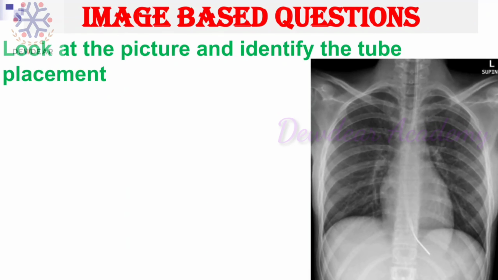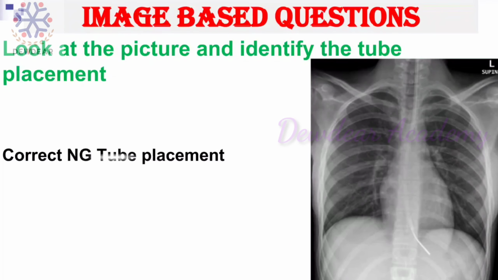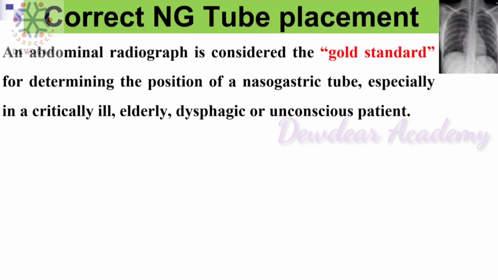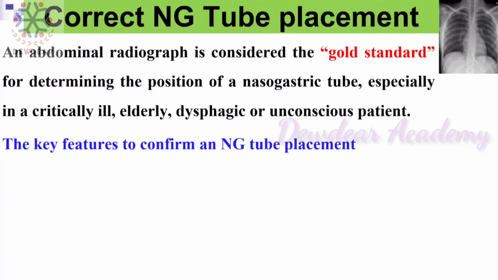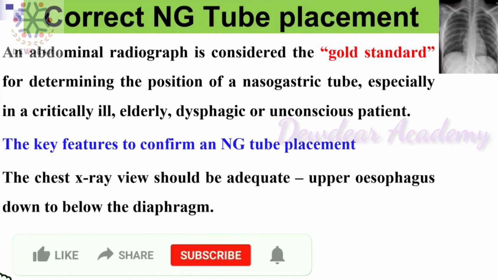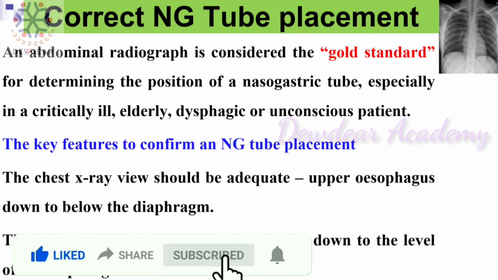So next question. Look at the picture and identify the tube placement. So what is the tube placement shown in this picture? Answer is correct NG tube placement, nasogastric tube placement. An abdominal radiograph is considered as the gold standard for determining the position of a nasogastric tube, especially in case of critically ill patients, elderly, dysphagic or unconscious patients. And the key features to confirm an NG tube placement is this chest X-ray view that should be adequate and upper esophagus down to below the diaphragm, and the NG tube should remain in the midline down to the level of diaphragm.